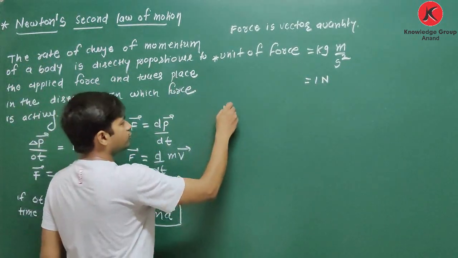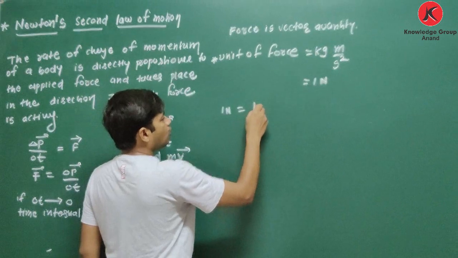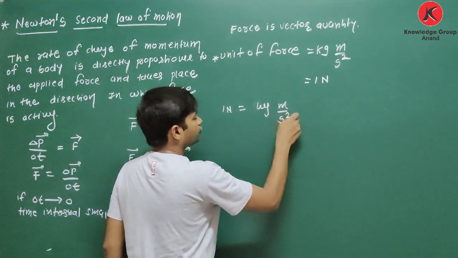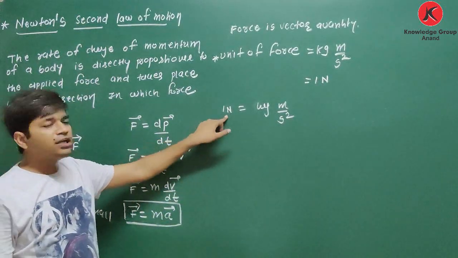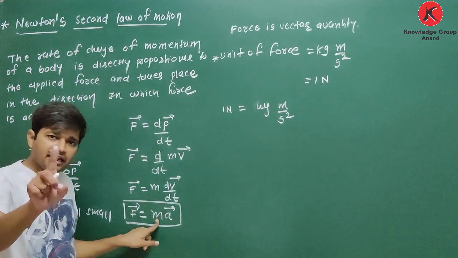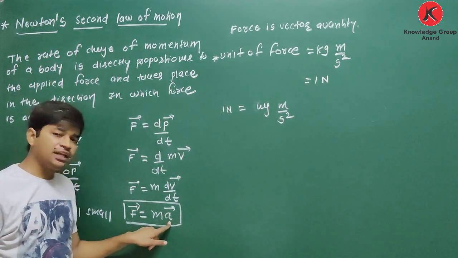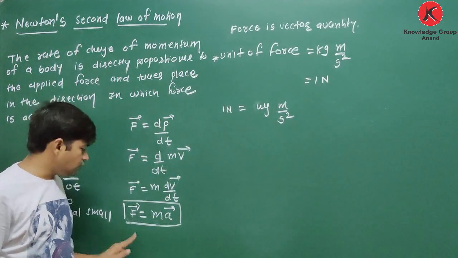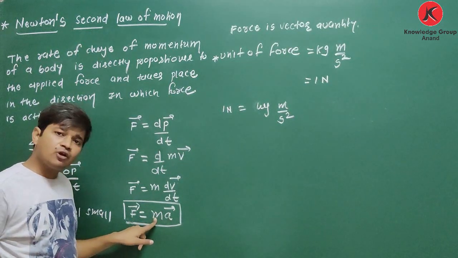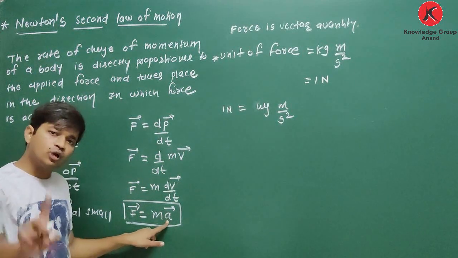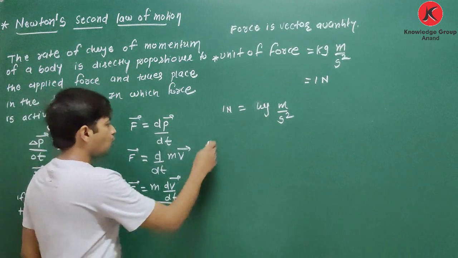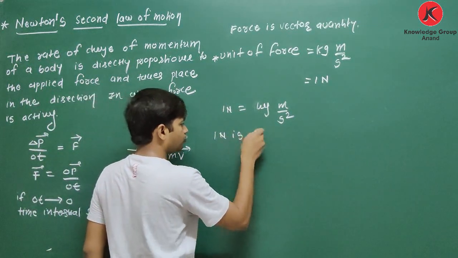So what is 1 Newton? 1 Newton is equal to 1 kg meter per second square. From this we can define Newton. In this equation, F is equal to ma. If you take m equal to 1 and a also equal to 1, then what is the value of F? 1. Simple. Again, if m is 1 and a is 1, then F is 1. Then 1 Newton is force.